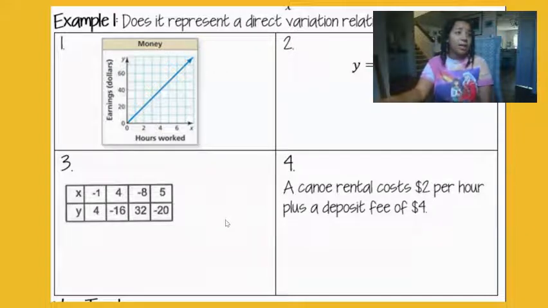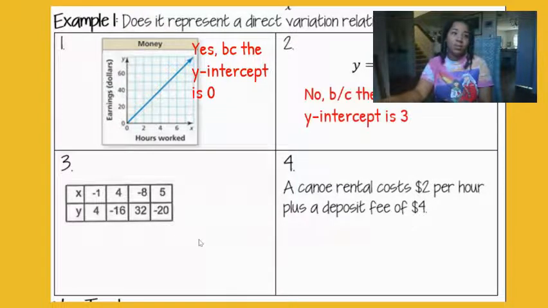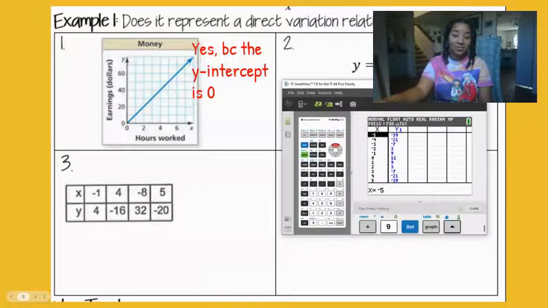Okay, so example. Does this represent direct variation? Number 1 is yes, because it goes to the origin. Very good. Yes, because the y-intercept is 0. Number 2 is no, because it's a y-intercept of 3. Number 3, I don't know off the top of my head. So I'm going to use my calculator.